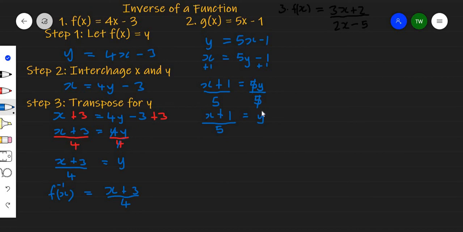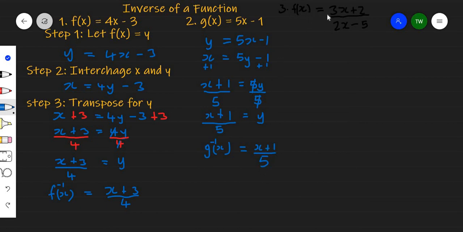And remember to replace y with g inverse of x, because that's what we want to find. So it's going to be g inverse of x equal to x plus 1 all over 5. And you're finished. Alright. Moving on to our final example.